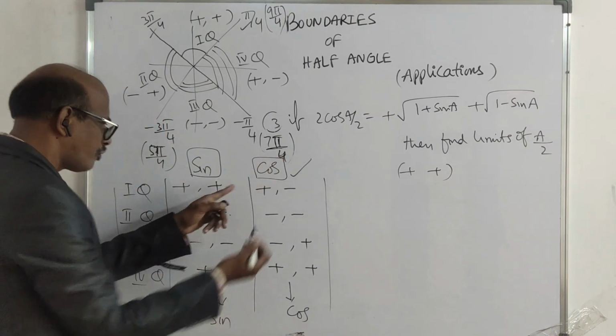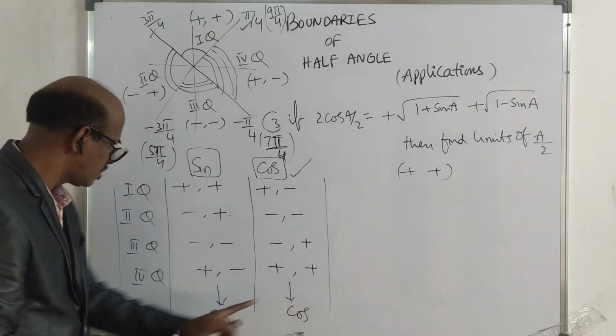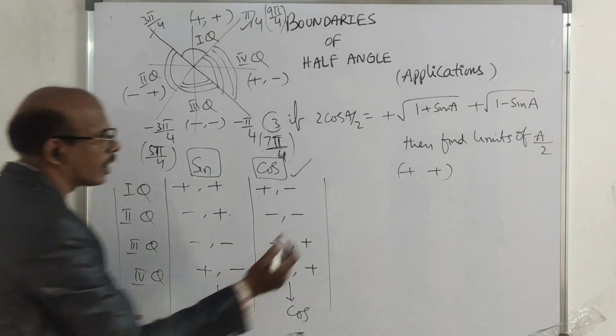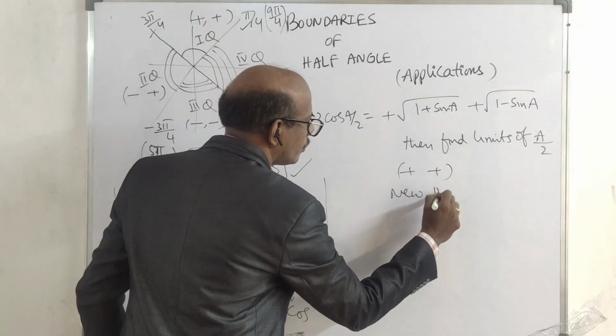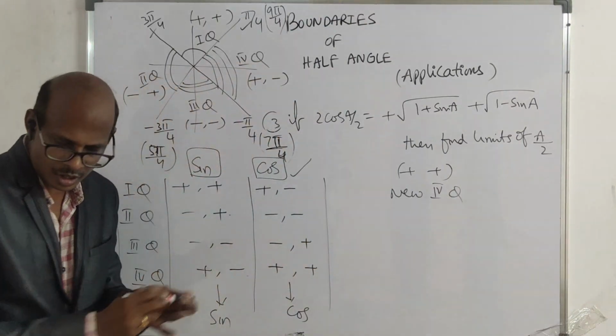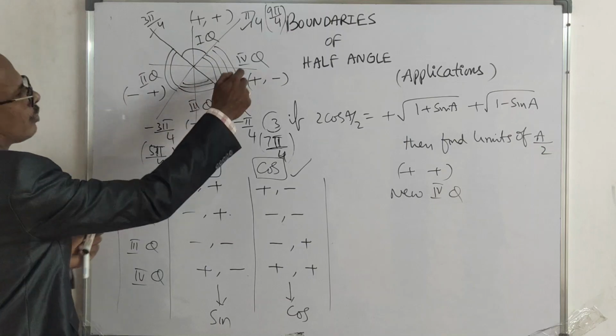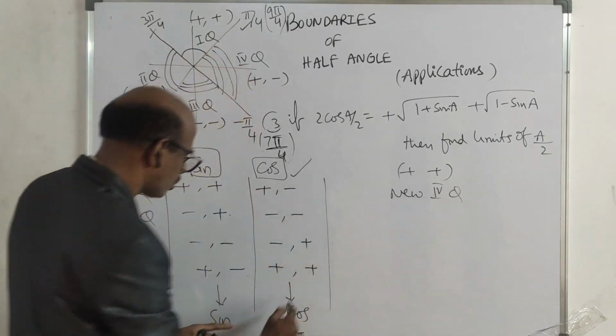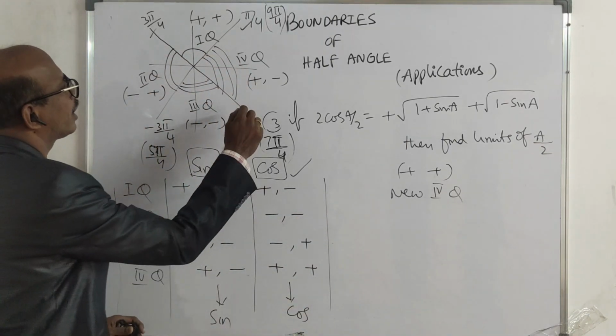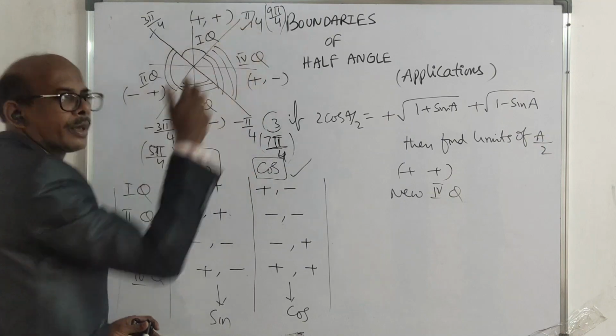So plus plus means, if you observe this table, it is in the new fourth quadrant. So you have to take the new fourth quadrant boundaries. Fourth quadrant: 1, 2, 3, 4. This will be the fourth quadrant: minus π/4 to π/4.